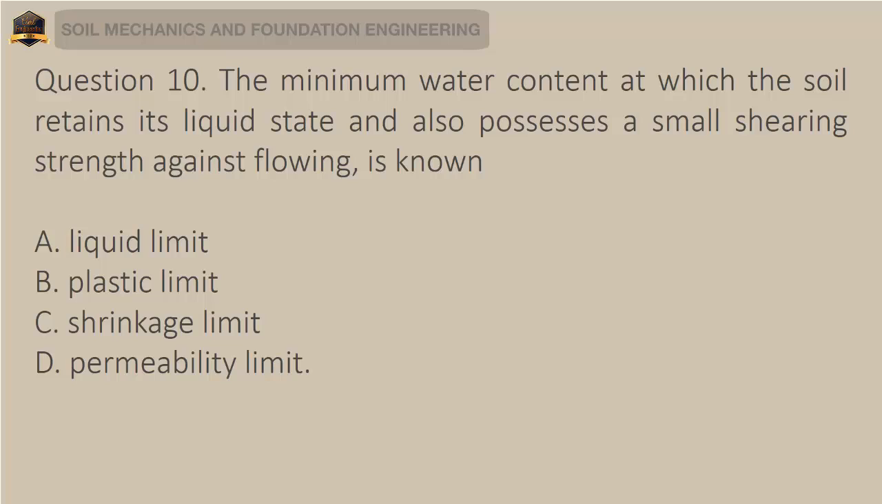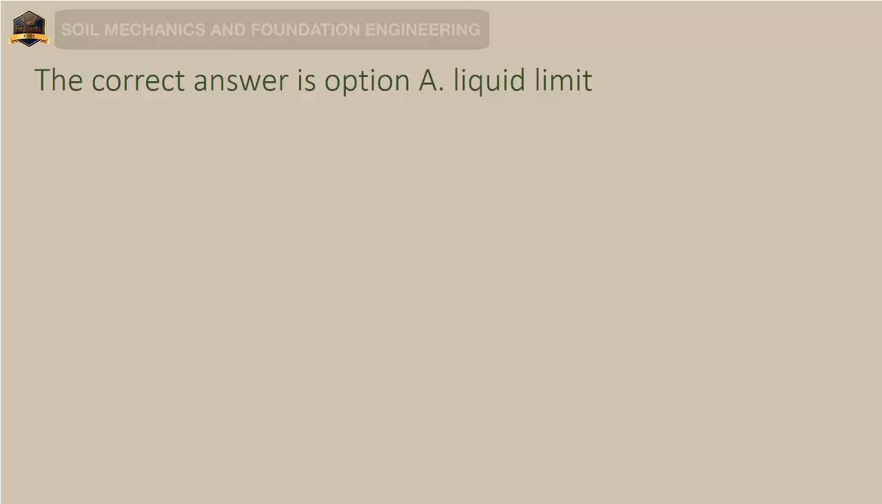Question 10. The minimum water content at which the soil retains its liquid state and also possesses a small shearing strength against flowing, is known. A. Liquid limit. B. Plastic limit. C. Shrinkage limit. D. Permeability limit. The correct answer is option A. Liquid limit.